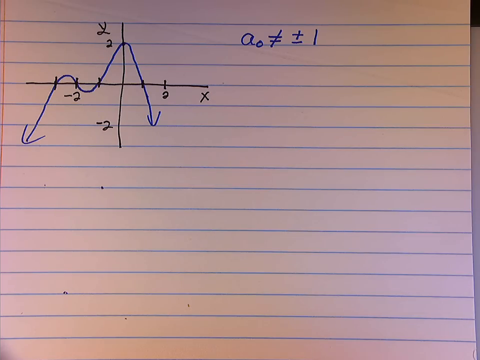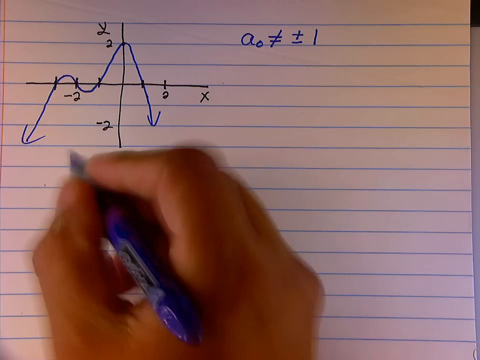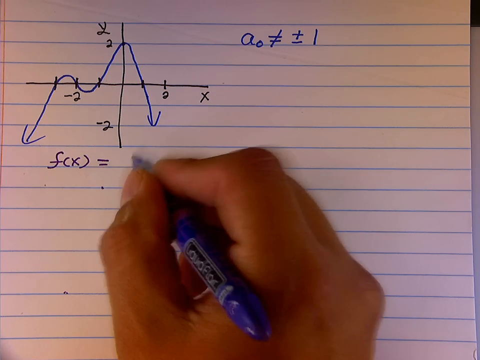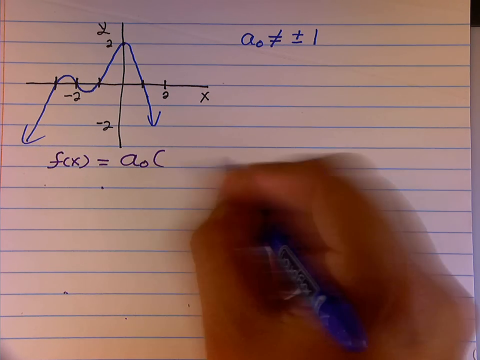I also know my lead coefficient is negative, but I am specifically being told for this problem that my lead coefficient is not plus or minus 1. So it's something else. So I do not know what a naught is, but I do know for a fact it's not plus or minus 1. So we're going to begin the process the same as we did for the second degree and the third degree polynomial. I'm going to start off with f of x. In this case, I do not know what a naught is.